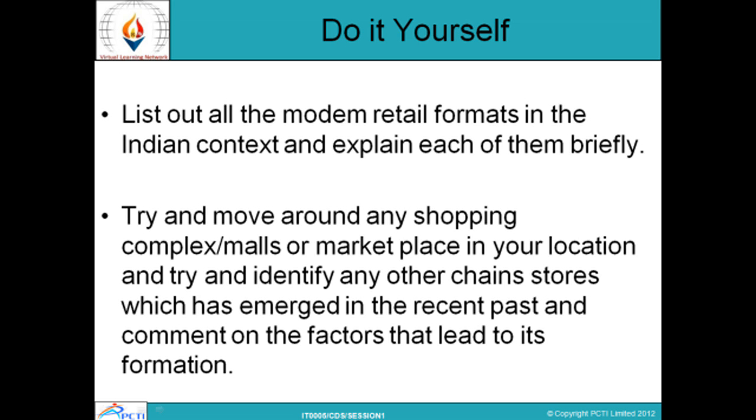And second is an activity which you have to try: move around any shopping complex or mall or marketplace in your location and try to identify any other chain stores which have emerged in the recent past and comment on the factors that led to their formation.